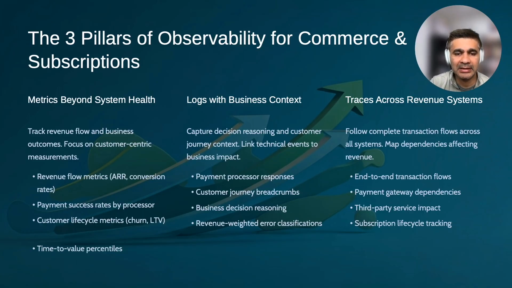Payment gateway dependencies: understanding how third-party services impact your revenue is also quite important. Like when Adyen or PayPal has issues, how does that affect your business and your customers? And now, talking about subscription lifecycle tracking, we'll have to follow the customer's entire journey, like we looked at a few slides ago, from trial to renewal to expansion. The key insight is that commerce observability requires all three pillars to work together to give you a complete picture of both your technical systems and your business outcomes.